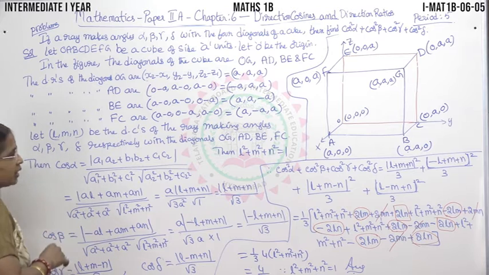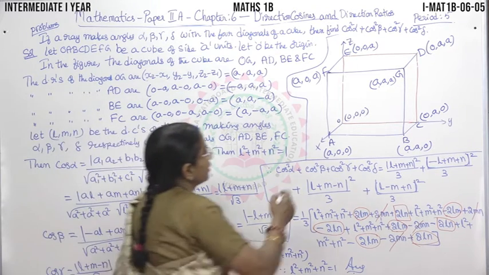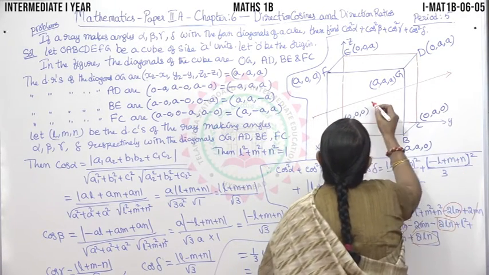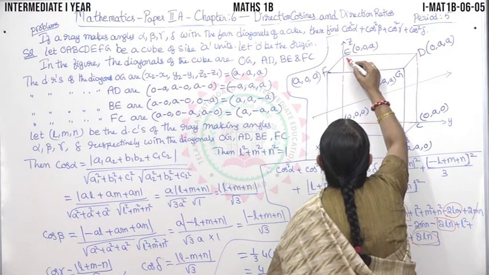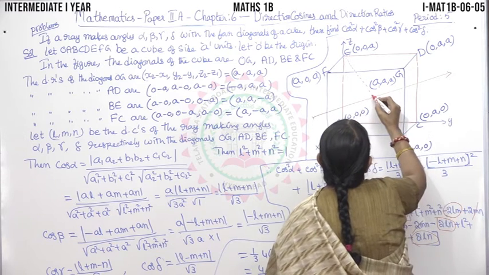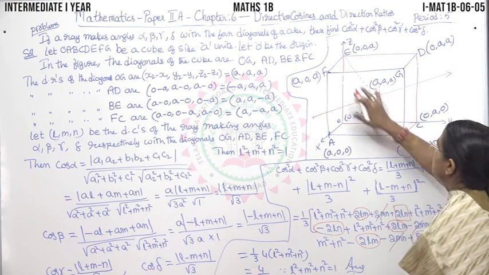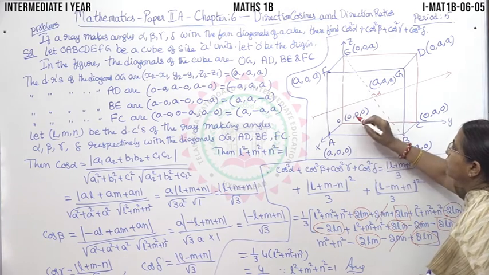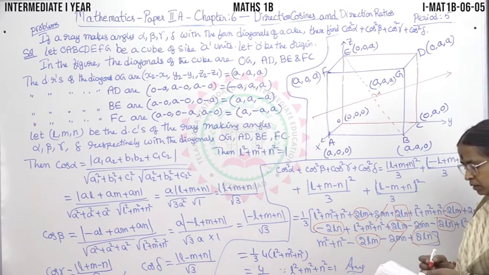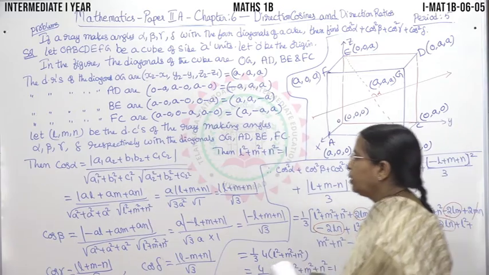Now you consider a ray. Consider a ray which makes an angle. So suppose that you have a ray like this. This is the ray. I will draw one diagonal: this is EB, one diagonal. This EB diagonal is making an angle alpha like this. Another diagonal OG will make an angle beta like that. So all the 4 diagonals will make 4 angles with this ray.